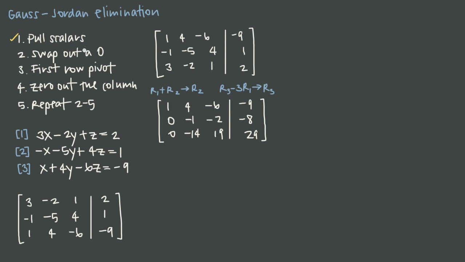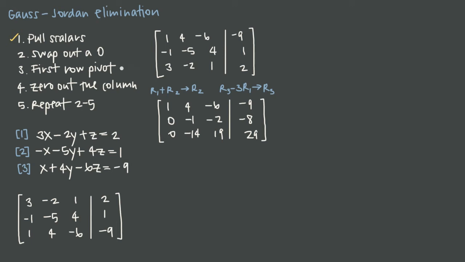Step 2 specifically tells us if that is a 0, and we have the opportunity to swap it with another row that has a non-zero entry in the second column, then we need to do that. In other words, if this -1 was a 0, but we have this -14 down below, then we want to swap rows 2 and 3 so that we have a non-zero entry here in the 2-2 position. In our case, -1 is already a non-zero entry, so we don't need to do step 2. We've got that -1 already.